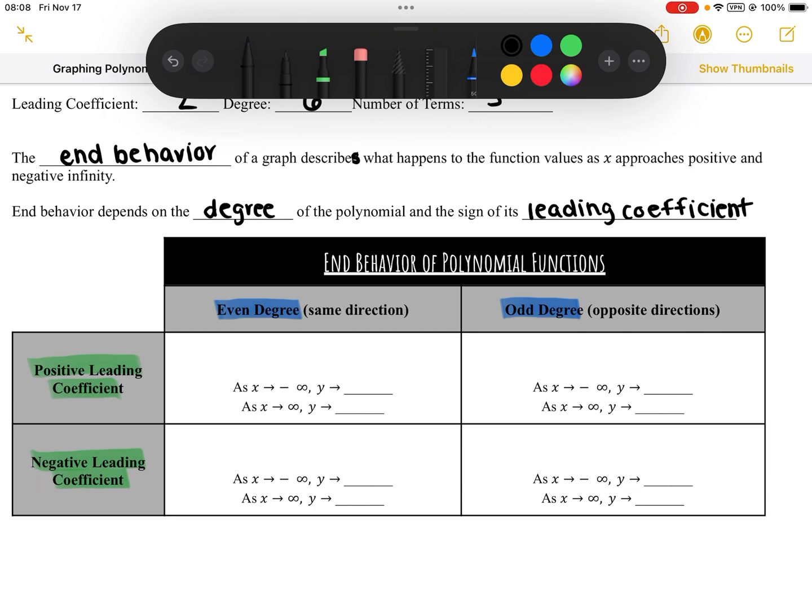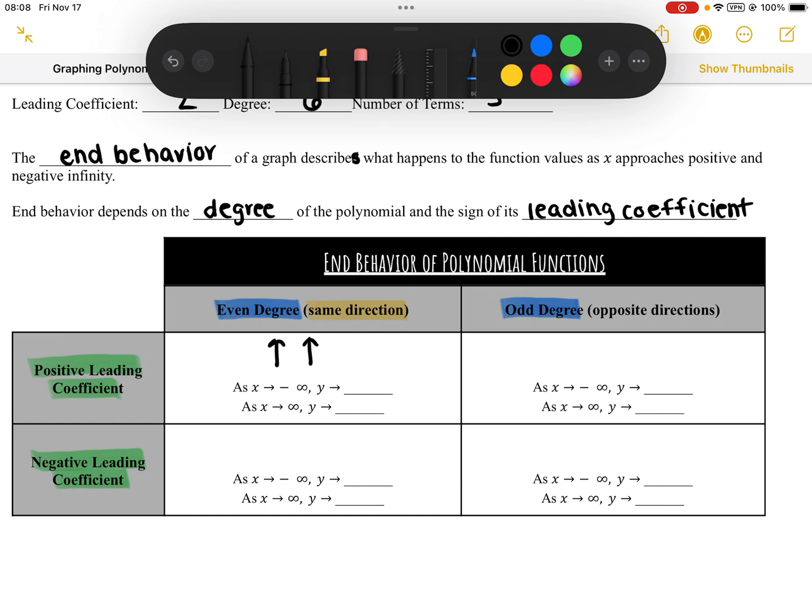So we'll start by looking at even. Even will always have your end behaviors go in the same direction. So for even positive, both of them are going to go up. Okay, so the left side and the right side of the graph will end up going upwards.